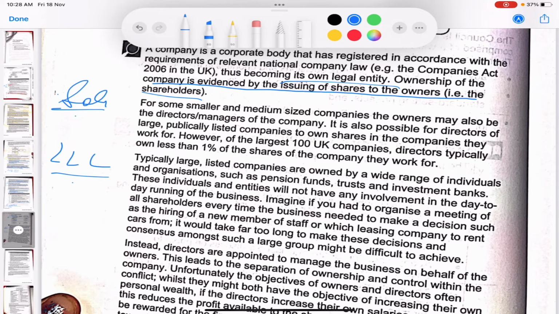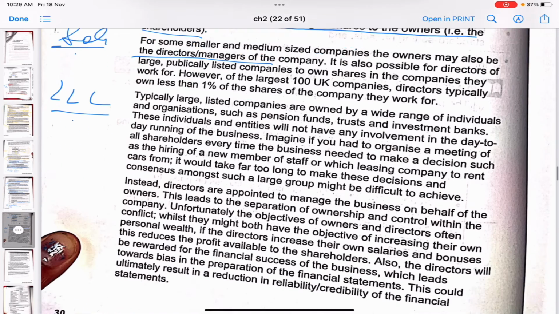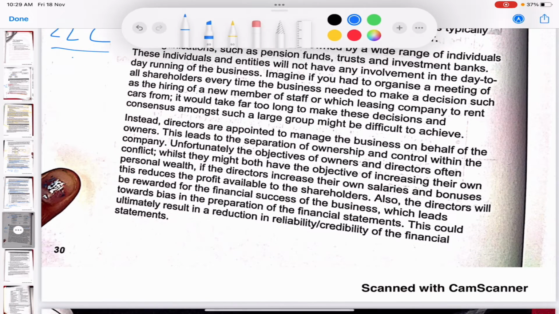For some smaller and medium sized companies, the owners may also be the directors and managers of the company. So if there is an entrepreneur, they would be both the owner and the manager, right? When companies are on a smaller scale, in the initial days, the owner and the manager are one and the same person. It is also possible for directors of large publicly listed companies to own shares in the companies they work for. However, of the largest 100 UK companies, directors typically own less than 1% of the shares of the company they work for.